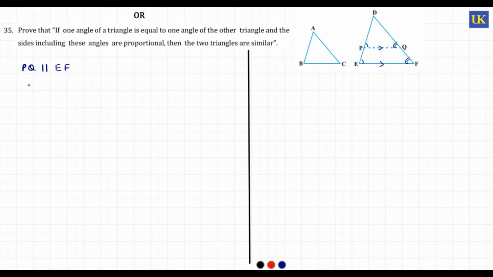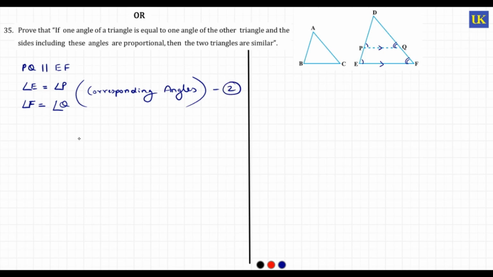So I can say that angle E is equal to angle P and angle F is equal to angle Q by corresponding angles. Okay, let me take this as 2.